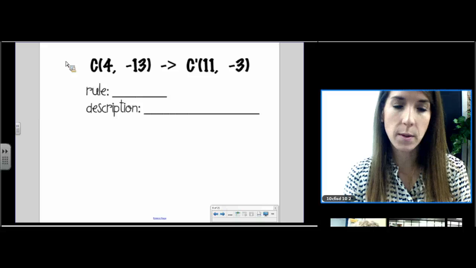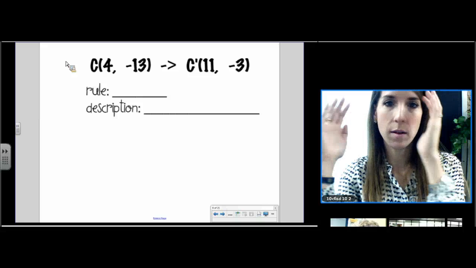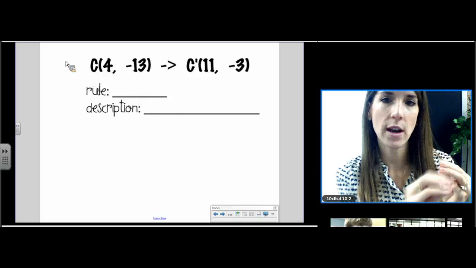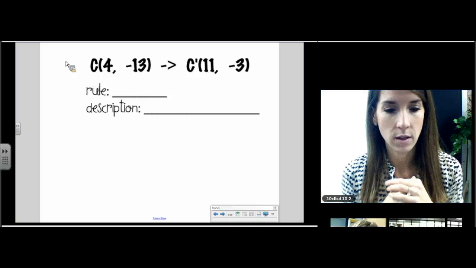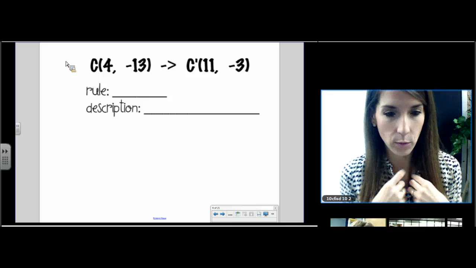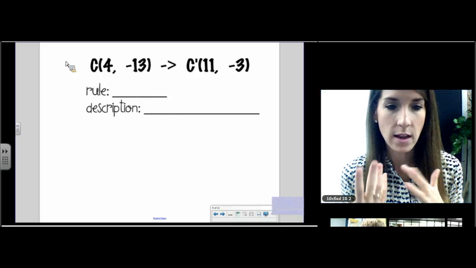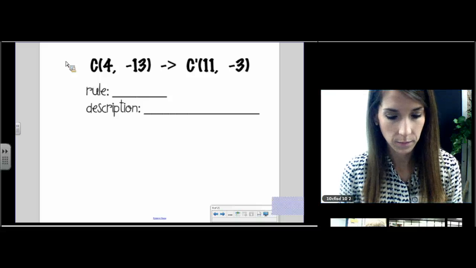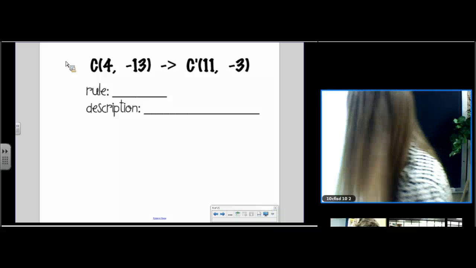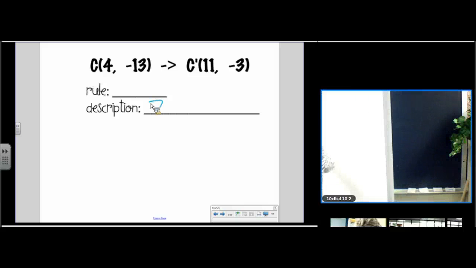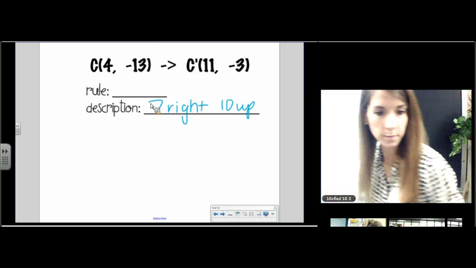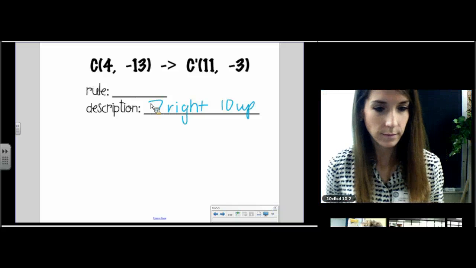The rule is when you write like xy becomes -xy or something like that. And the description is like it was translated to the left. So in the rule part you put coordinates, and in the description part you put words. You describe it with words. Very nice. The description is 7 to the right and 10 up.